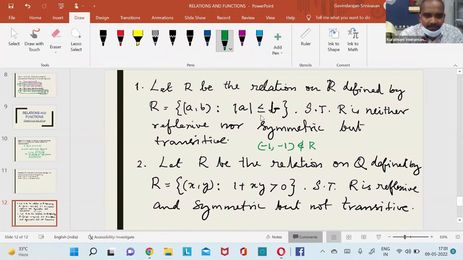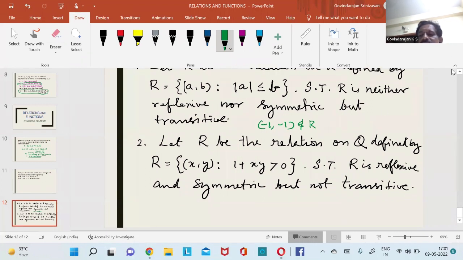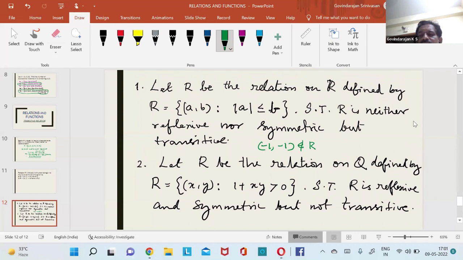Yes, sir. Like that, for symmetric, we can give numerous examples. (1, 2) belongs to R since 1 is less than or equal to 2, but (2, 1) does not belong to R. Therefore, it is neither reflexive nor symmetric, but it is transitive. These are some examples we have to give.